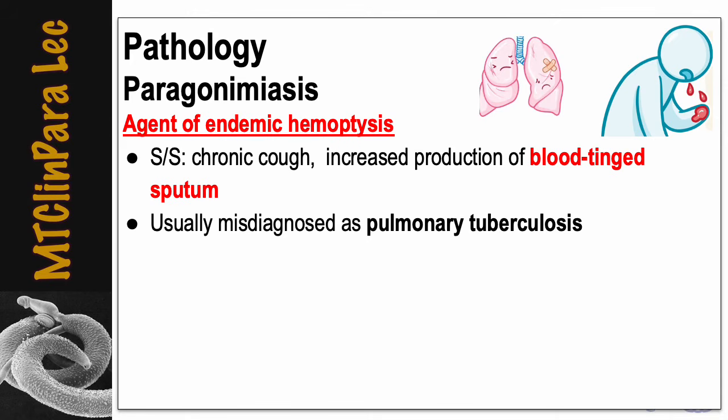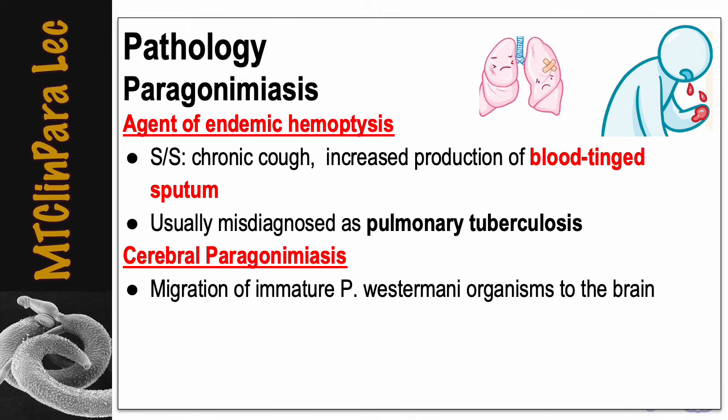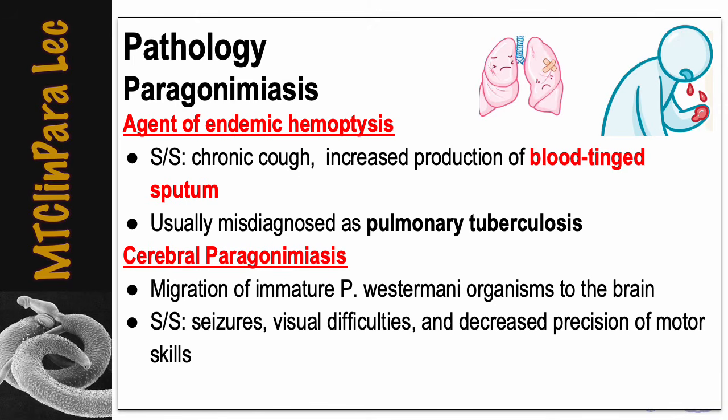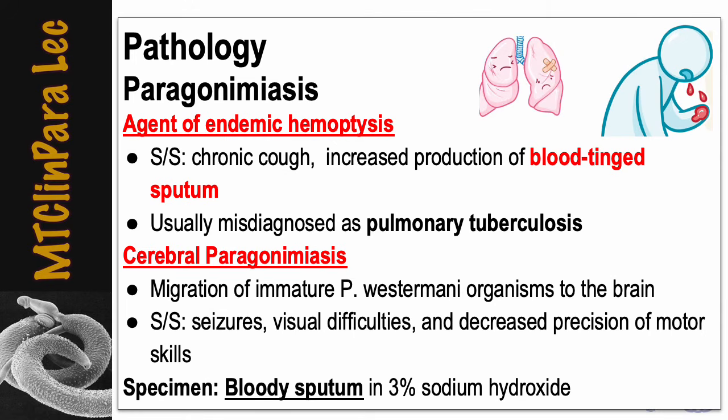felt by the patient. Another related disease of paragonimiasis is the ability to attack the brain. So this is called cerebral paragonimiasis. So this is the migration of immature P. westermani organisms or larva to the brain. So this causes seizures and other neurological deficits based on what part of the brain is affected.